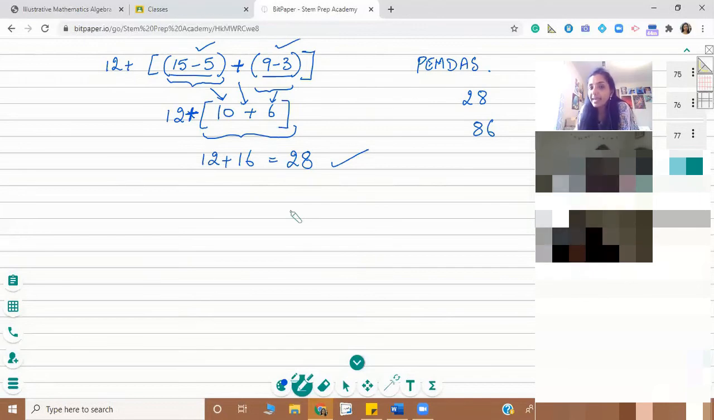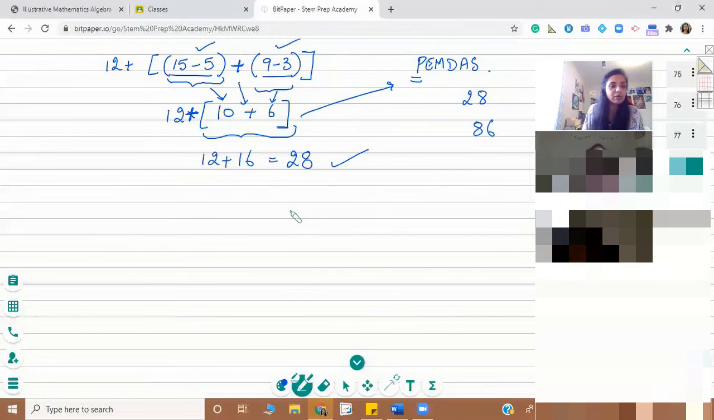So now again, I will follow PEMDAS and I will be solving my parenthesis first. So when I am solving my parenthesis, I am adding 10 plus 6 first, getting rid of my outermost parenthesis and then adding 12 plus 16. Okay, at every step, we are following PEMDAS.